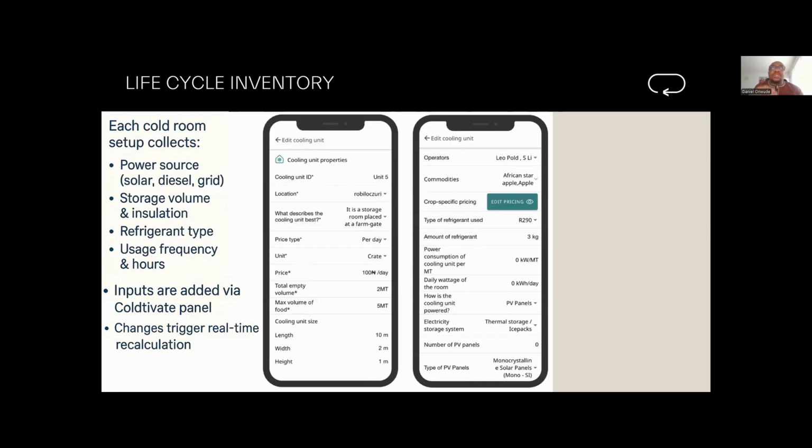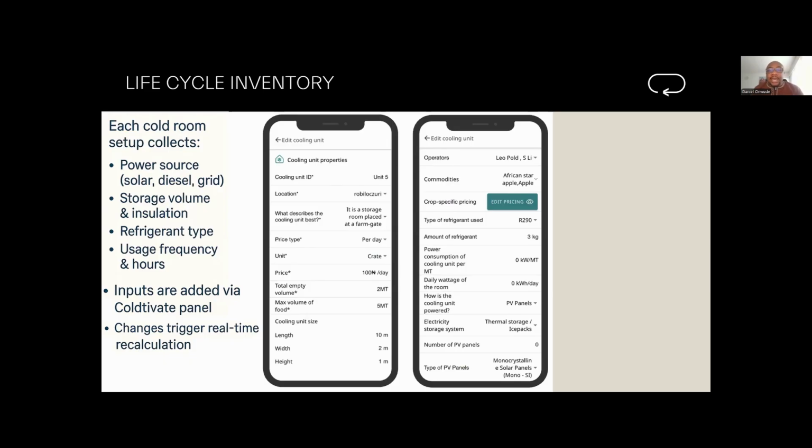Now, this slide shows you how the Cultivate app streamlines data collection for each cold room setup, right? So users in this case can quickly enter all the key parameters needed for the life cycle inventory. So for instance, the likes of the power source, whether it's solar, diesel, or grid, the storage volume, the installation details, even the refrigerant type and charge. These are information that we collect from the user when setting up their cold room, right?